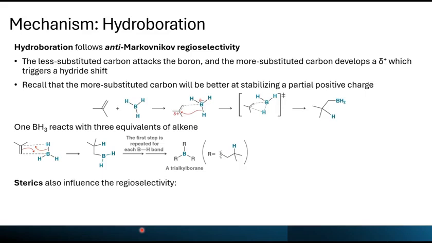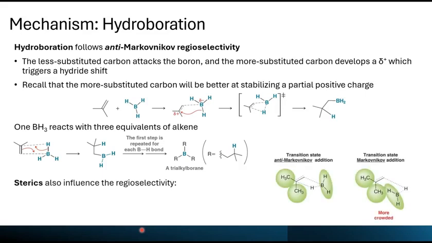Sterics also influence the regioselectivity. If we have a transition state that's anti-Markovnikov, note that we have less interference or less crowding than if the transition state had been Markovnikov addition. We would have sterics here.